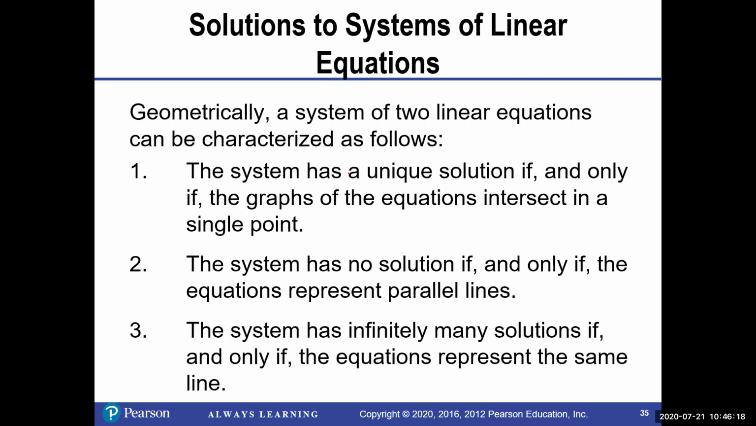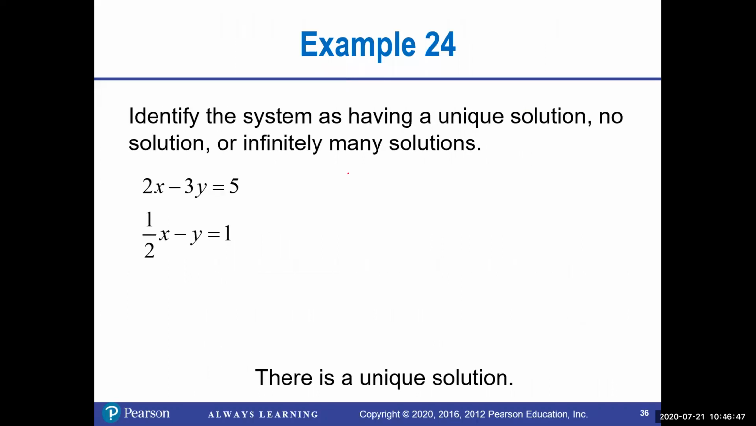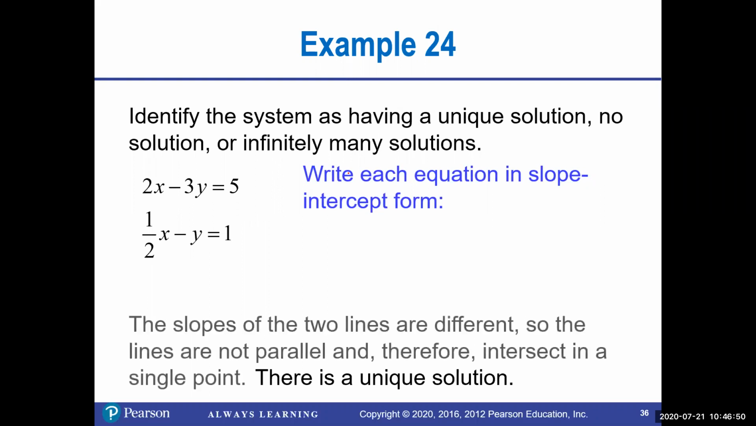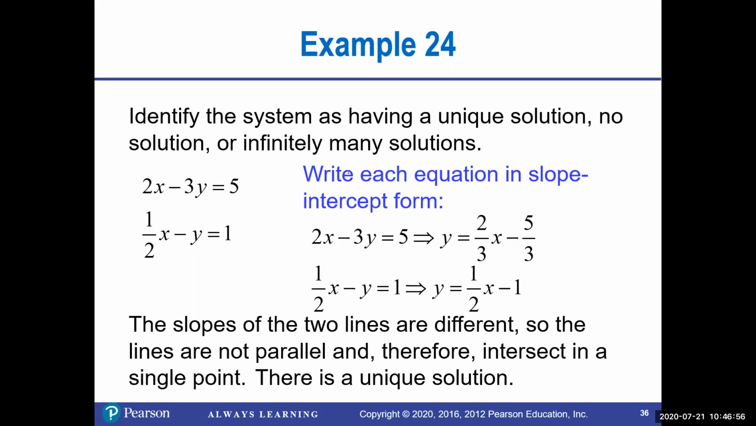So here, these are solutions to systems of linear equations. Geometrically, a system of two linear equations can be characterized as follows. The system has a unique solution if and only if the graphs of the equations intersect at a single point. The system has no solution if and only if the equations represent parallel lines. So when the equations are two parallel lines, that means it has no solution. The system has infinitely many solutions if and only if the equations represent the same line. And that is how you go about systems of linear equations.